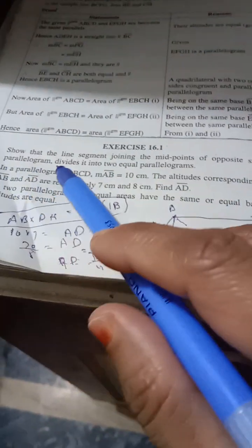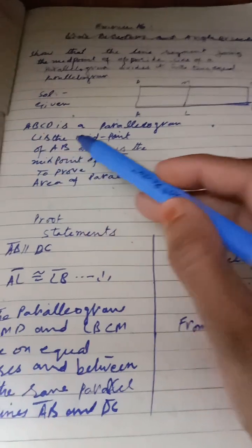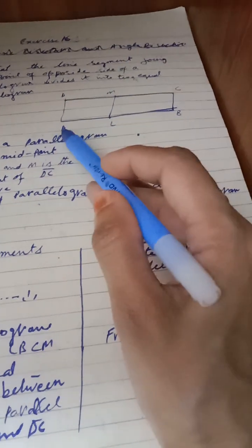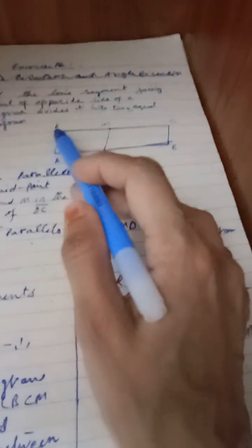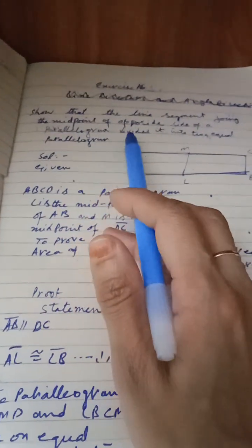The line segment joining the midpoints of opposite sides of a parallelogram divides it into two equal parallelograms. To show that, consider a parallelogram ABCD, where L is the midpoint of AB and M is the midpoint of the line segment DC. So we prove the theorem that the line joining the midpoints of a parallelogram divides it into two equal parallelograms.